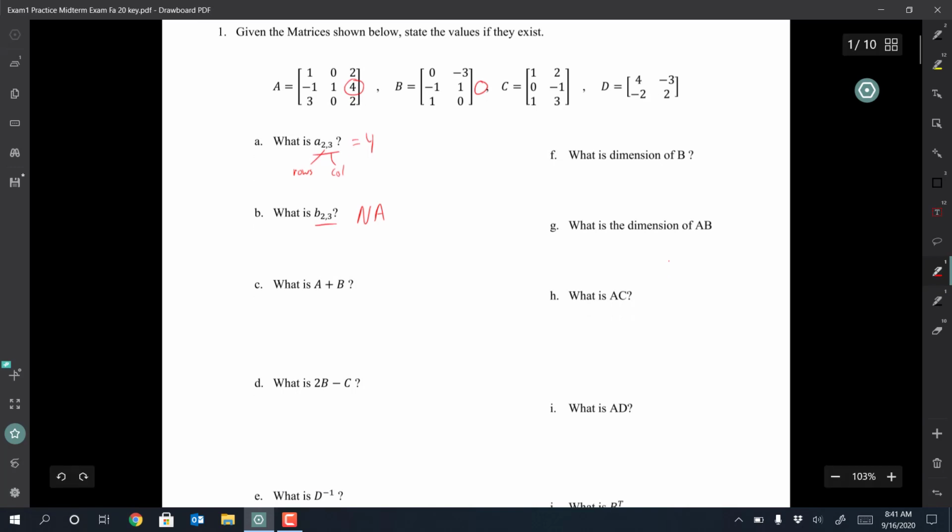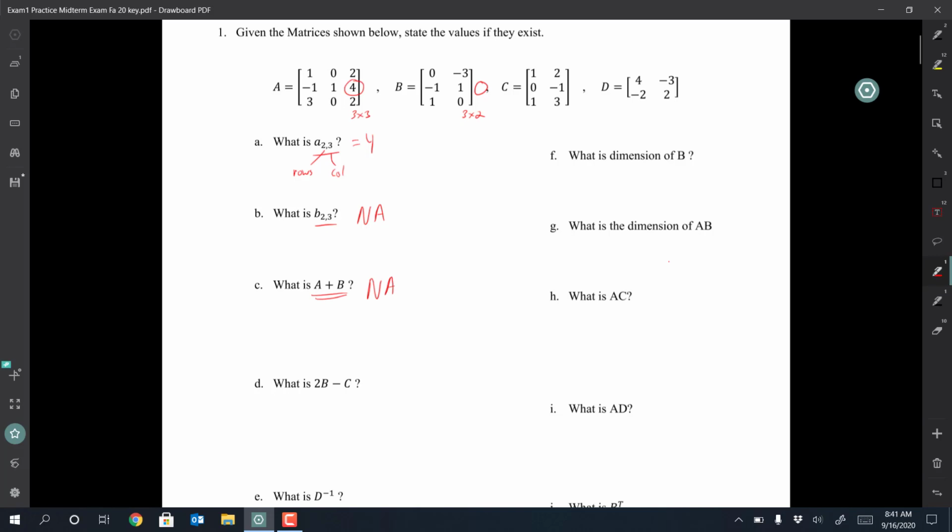Next we have what is A plus B. So when we add matrices together, we can only add matrices of the same dimensions. So here I have a 3 by 3 matrix A and a 3 by 2 matrix B. So I cannot add those two matrices together.